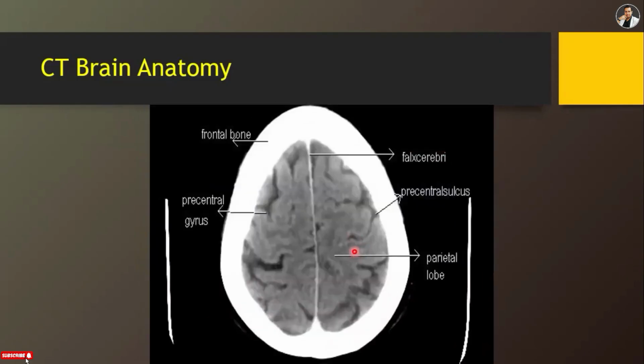Now we are coming to the top of the brain. Now we see the frontal lobe and the parietal lobe. These are the two parts of the brain. The precentral gyrus and the precentral sulcus. Here you can see the gyrus and sulcus very well. The black spots are called the sulcus, and the brain tissues are called the gyrus. And there is water in the sulcus.